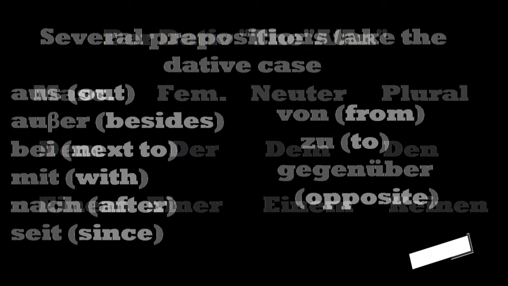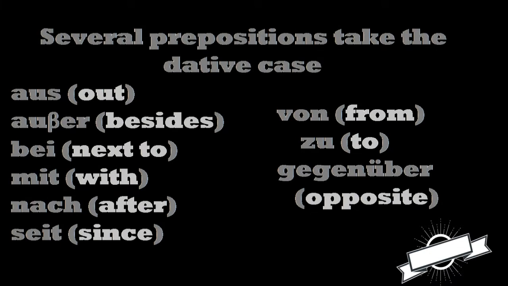Then as we can see here, several prepositions take the dative case. If you see these prepositions, they are bringing a dative case also. For example, we have the preposition aus, which is out, and außer, besides, bei, by, next to, or at one place. Mit, which is with, nach, which is after, seit, which is since, von, which is from, zu, which is to, and gegenüber, which is opposite.